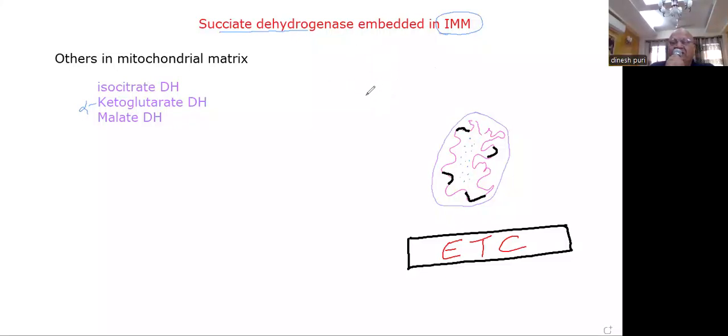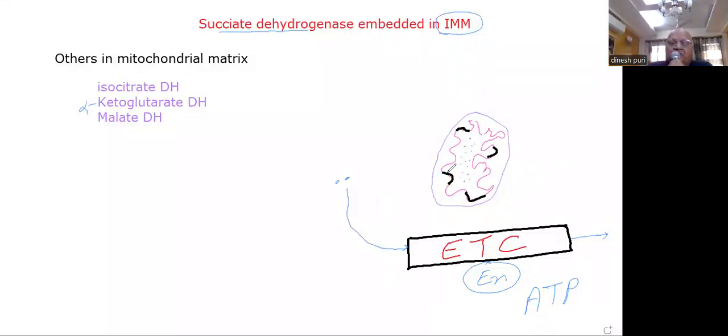Dehydrogenases, as the name suggests, remove hydrogen. In fact, they remove a reducing equivalent from the substrate molecule, and then they transfer the reducing equivalent to the electron transport chain, and as they travel down the electron transport chain, they release free energy, and that energy is trapped in the form of ATP, the so-called oxidative phosphorylation. All of you know very well.